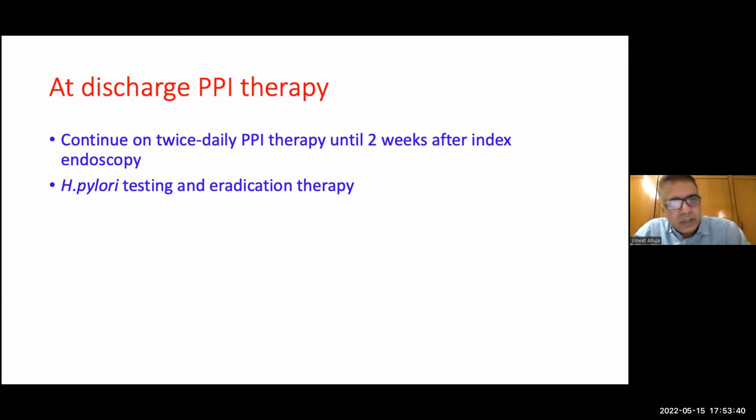At discharge, you would continue twice daily PPI therapy until at least 2 weeks after the index endoscopy, and thereafter you can decide on once daily PPI therapy. H. pylori testing can be done during the first endoscopy only. Although there is no need to start eradication therapy immediately and it can be started subsequently, it should definitely be given if the patient is found to be H. pylori positive.